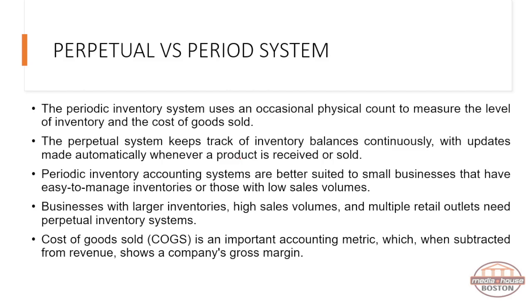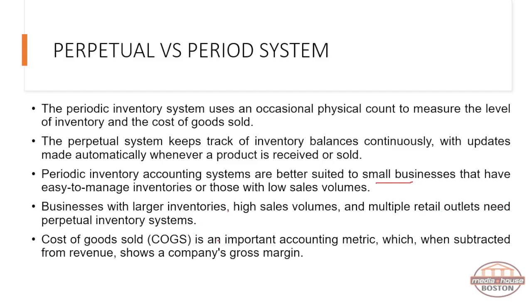Here on the slide it says the periodic inventory system uses an occasional physical count to measure the level of inventory and the cost of goods sold, whereas the perpetual system keeps track of the inventory balance continuously, with updates made automatically whenever a product is sold. Periodic inventory accounting systems are better suited to small businesses that have easy to manage inventory, or those with low sales volume. Businesses with large inventories, high sales volume, and multiple retail outlets need a perpetual inventory system.